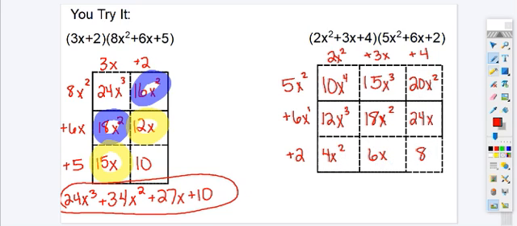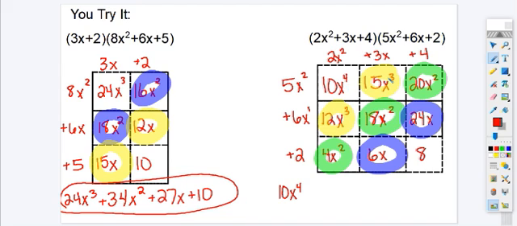And then you combined what you could. So hopefully you recognize that the x cubes could go together. The x squareds could go together. And the plain x's could go together. So your answer looked like 10x to the 4th, because it's the only one. 15 plus 12 made 27, positive 27x to the 3rd. 20 plus 18 plus 4 makes 42x squared. 24 plus 6 made 30x. And then the 8 that was left behind.